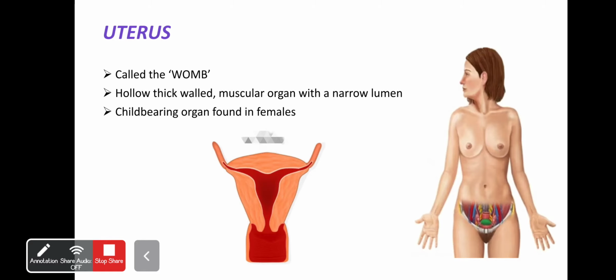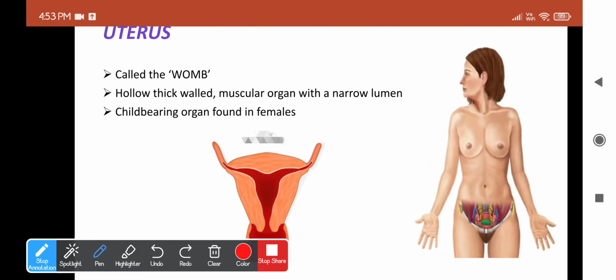So the uterus is otherwise called the womb, right? It is the major childbearing organ found in females. To describe it anatomically, it's a hollow, thick-walled muscular organ with a narrow lumen. It is not as big as it appears because it has a very thick wall and the uterine cavity is only a meager one, like a slit.